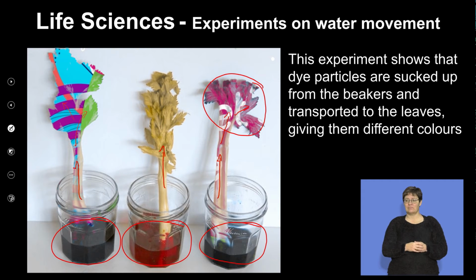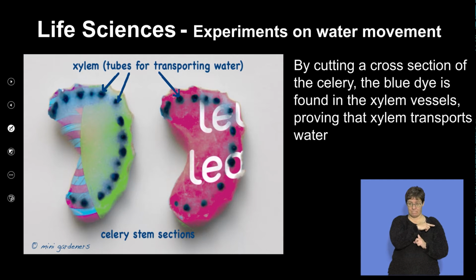Now, if we take that celery stem and we cut it across, this is more or less what we see. That's the outline of the celery stem, and these blue dots, those are exactly where the vascular bundles are containing xylem. And the xylem vessels are blue, which tells us it's the xylem vessels through which the water is transported. So this proves that xylem transports water.